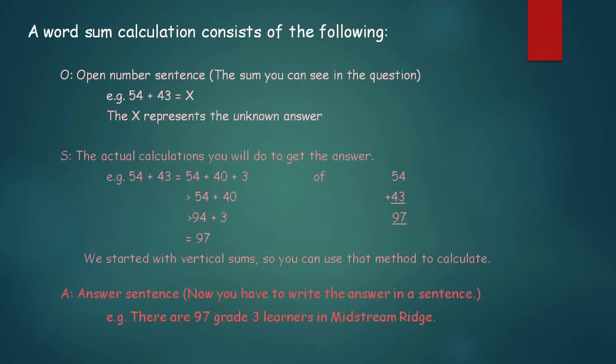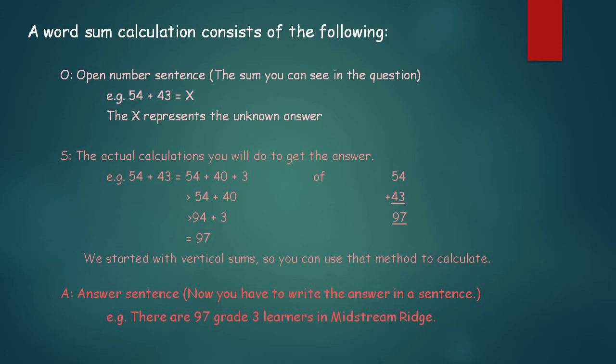Word sum calculations consist of the following. So how do we do an actual word sum? So the first part we have is O. Now that is the open number sentence. So this is the sum that you can see in the question. In other words, what is this story or the question telling you to do? And that is where we look for our key words like less and more, double and half, times, each, so that we know what we are supposed to do.